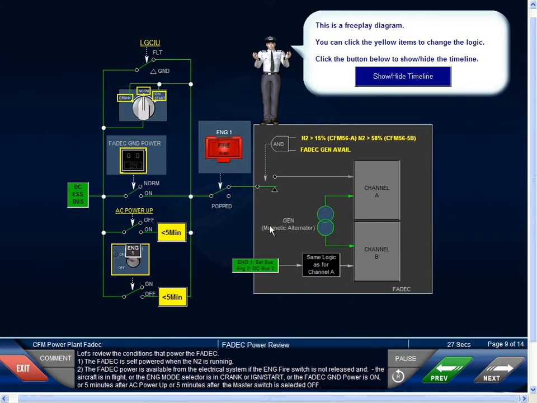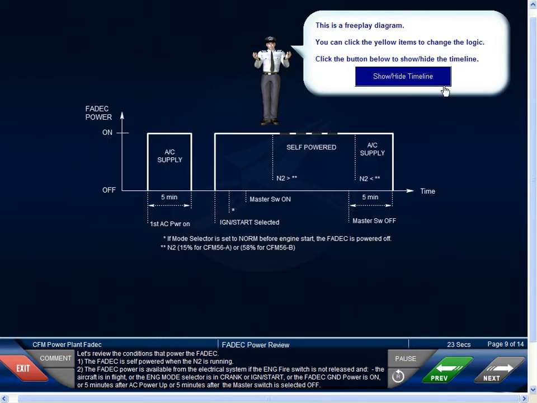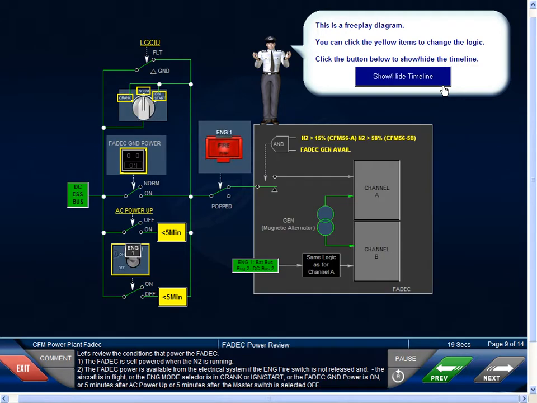Let's review the conditions that power the FADEC. The FADEC is self-powered when N2 is running. The FADEC power is available from the electrical system if the engine fire switch is not released and the aircraft is in flight, or the engine mode selector is in crank or ignition start, or the FADEC ground power is on, or 5 minutes after AC power up, or 5 minutes after the master switch is selected off.